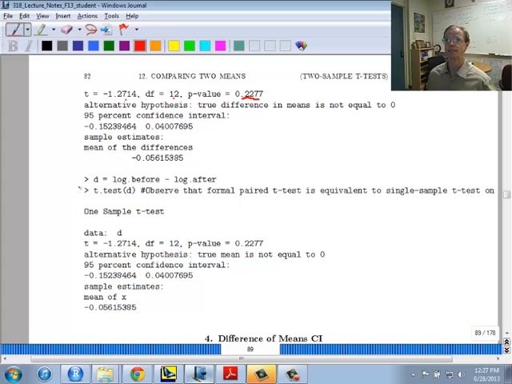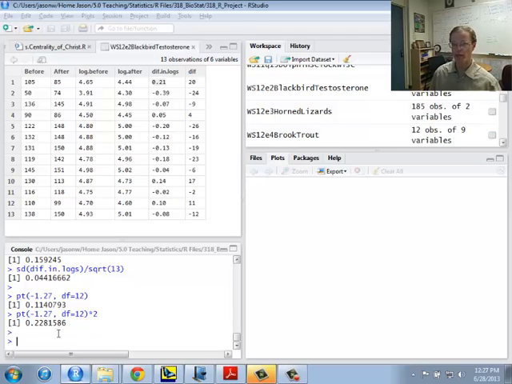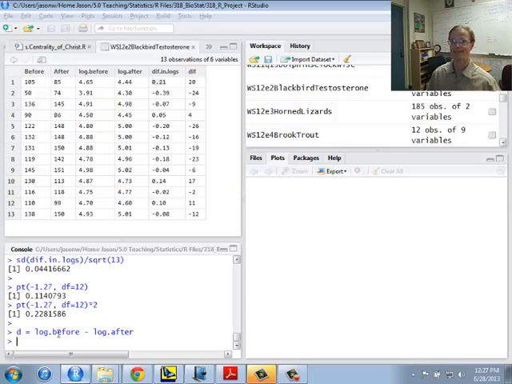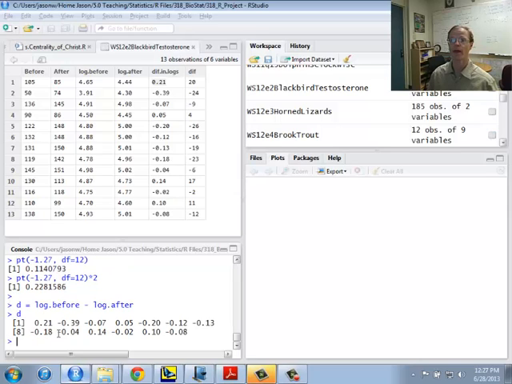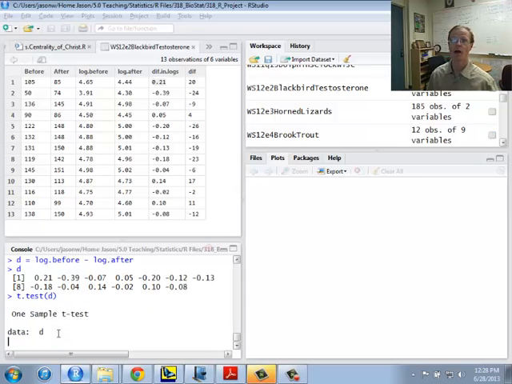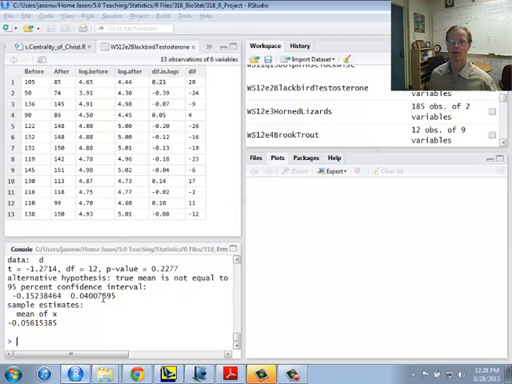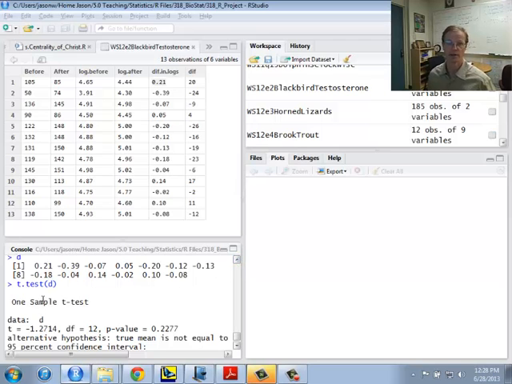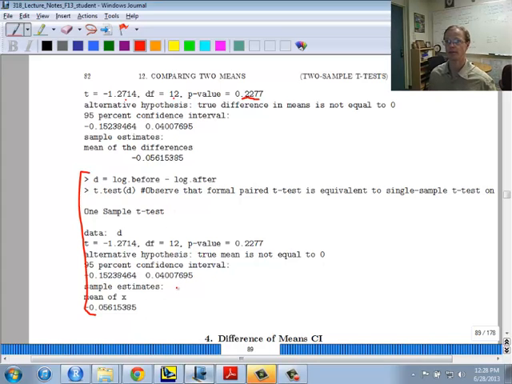Okay, what I'd also like to demonstrate is one more approach. This one I will do in R. We had log before minus log after. Let's just call that D for difference. Okay. If I just do the t.test on D alone, then I'm going to get the same output. Okay, that's because it's treating it as a one sample test, but remember I said that's what it was, just on the differences. So these are mathematically equivalent, as you can see. And that covers our paired t-test.